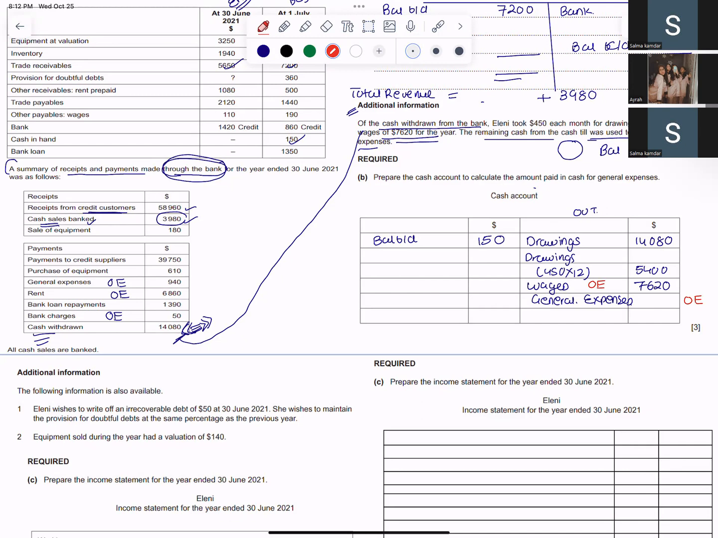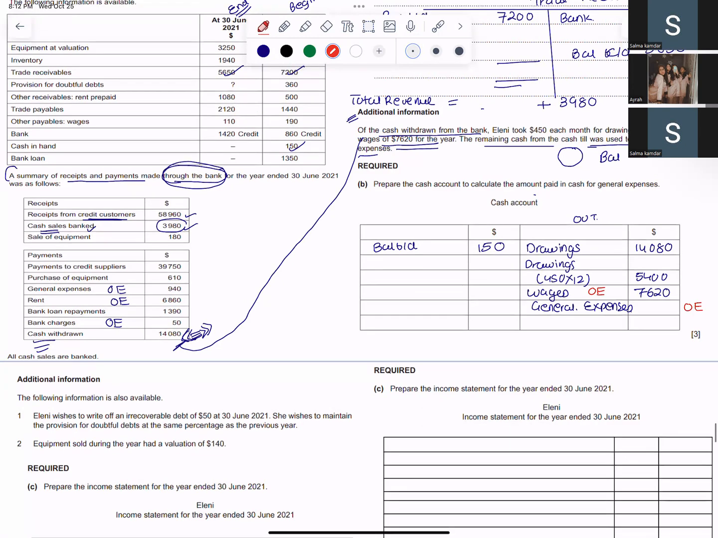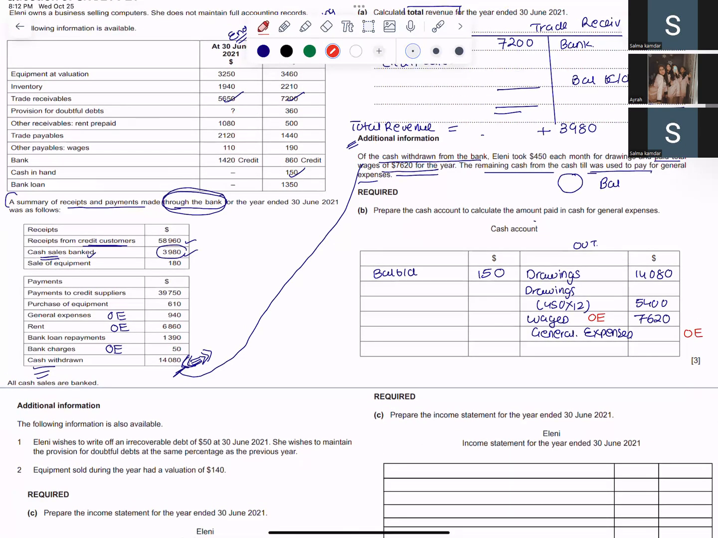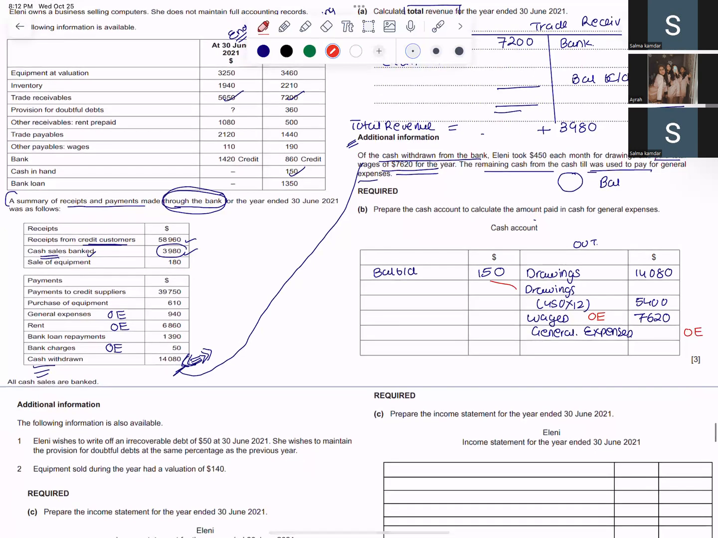Isn't it not possible for a cash account to have a credit balance? And over here the credit side is heavier than the debit side. Where is the credit side heavier than the debit side? The drawings, and all of that, is lesser, no? That means there is something that should come over here.